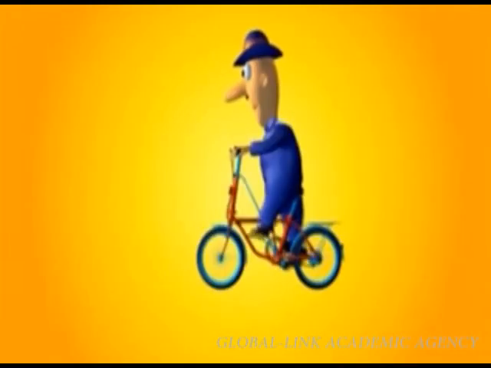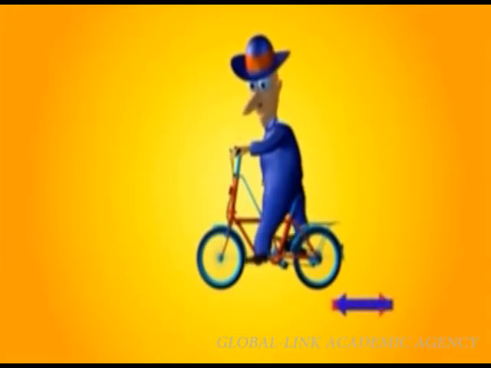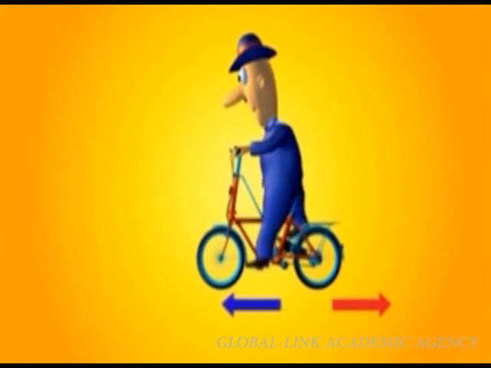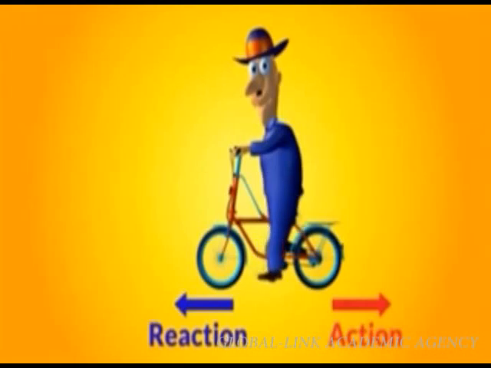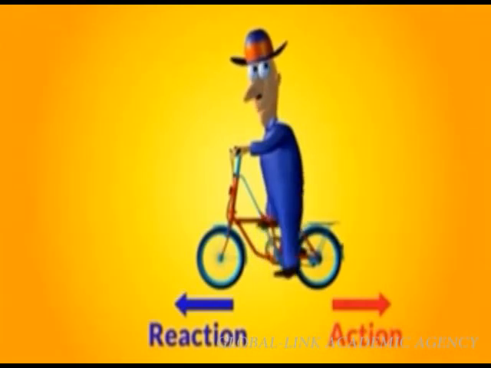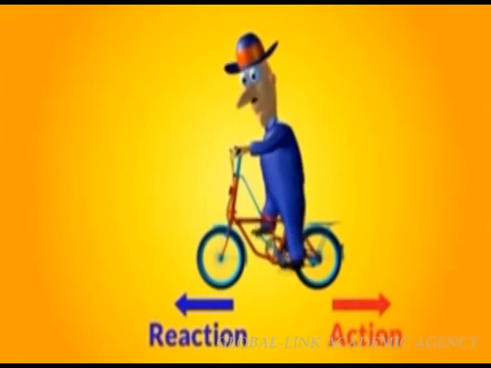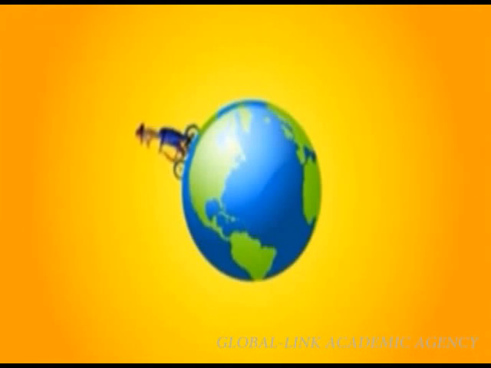So now applying this to your bike, when you push the pedal, the part of the tire in contact with the ground pushes the ground backwards. The ground in turn pushes the tire forward with the same force. So the tire and the ground form an action-reaction pair. But why doesn't the earth move backwards when you push it? Because the mass of the earth is much larger than that of the bike, and thus the force applied by the bike cannot move it.